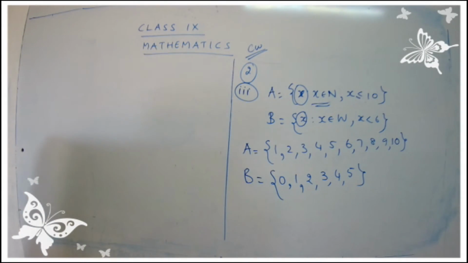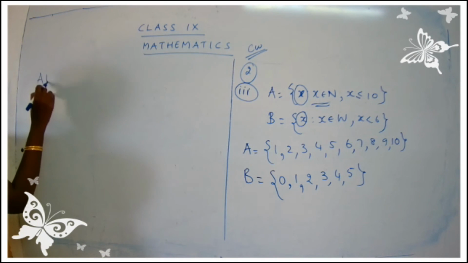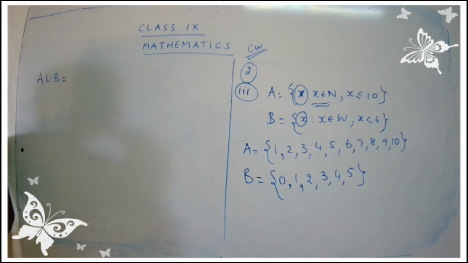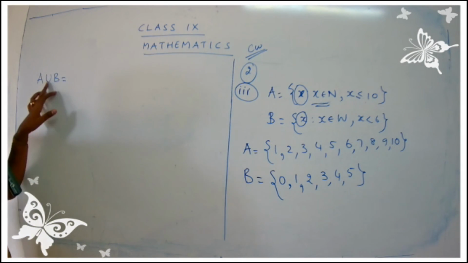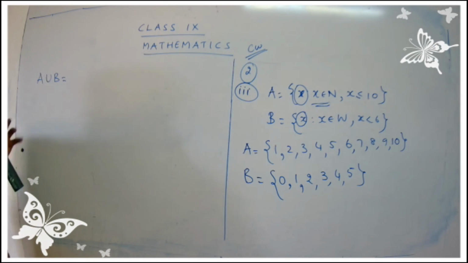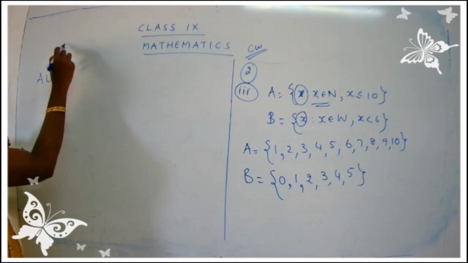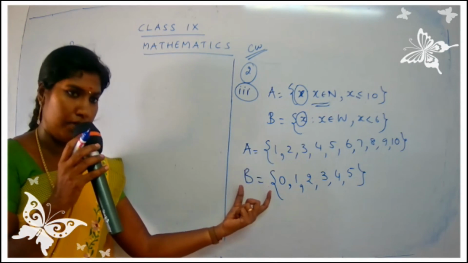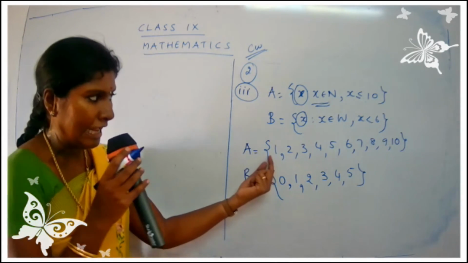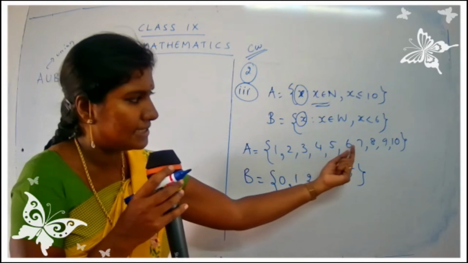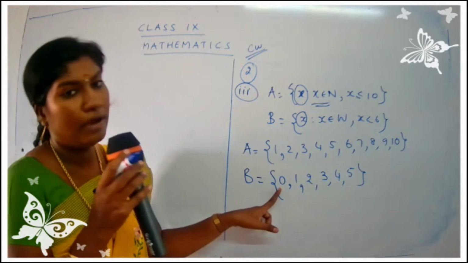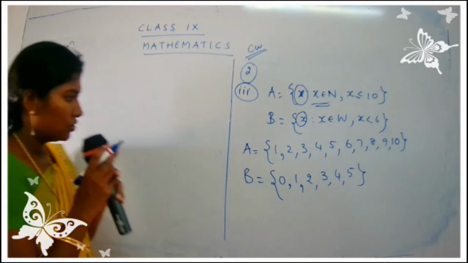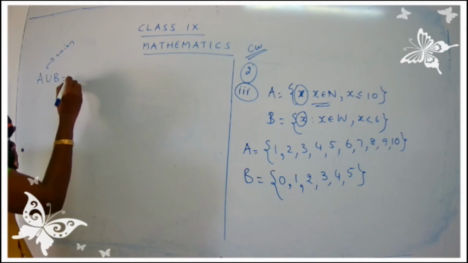What are we going to do? A union B. What is the meaning of union? U means union. What is the meaning of union? Joining together or combining together. So let's write down A and B together. So here in A, what do you have? 1, 2, 3, 4, 5, 6, 7, 8, 9, 10. And in B you have 0 extra. Yes, children? So I'll write everything together.